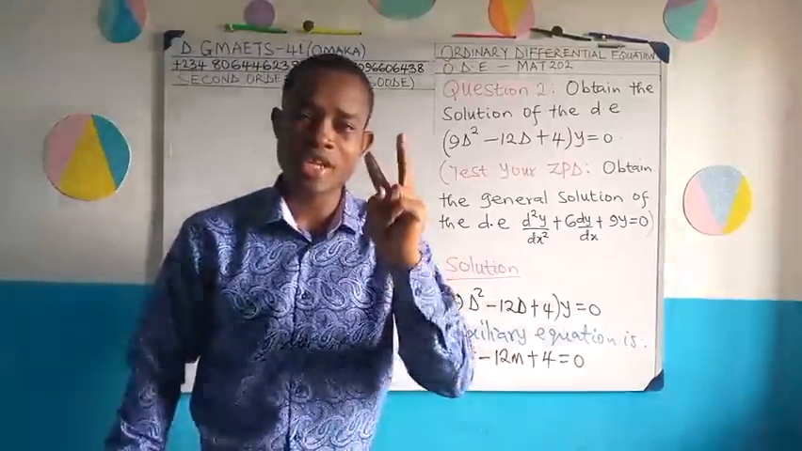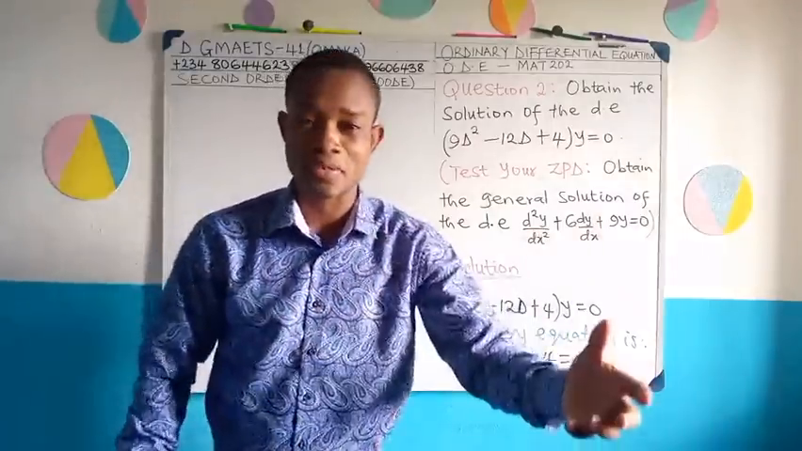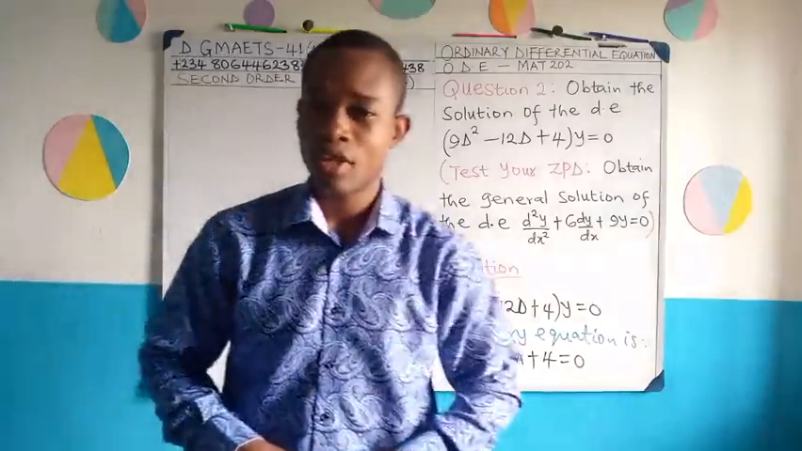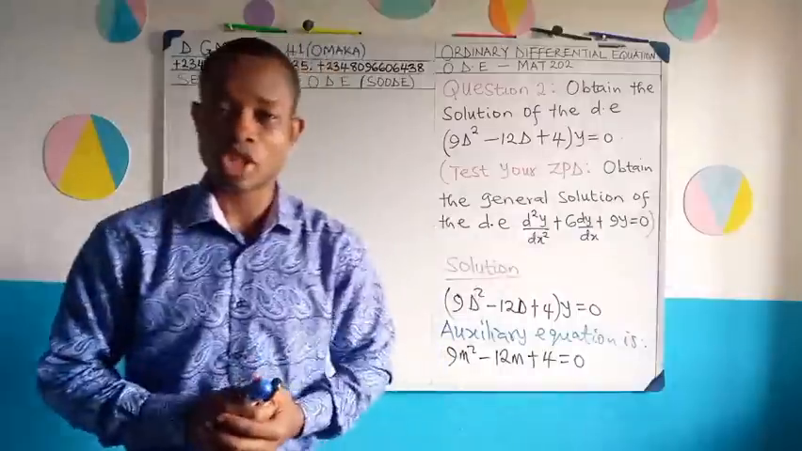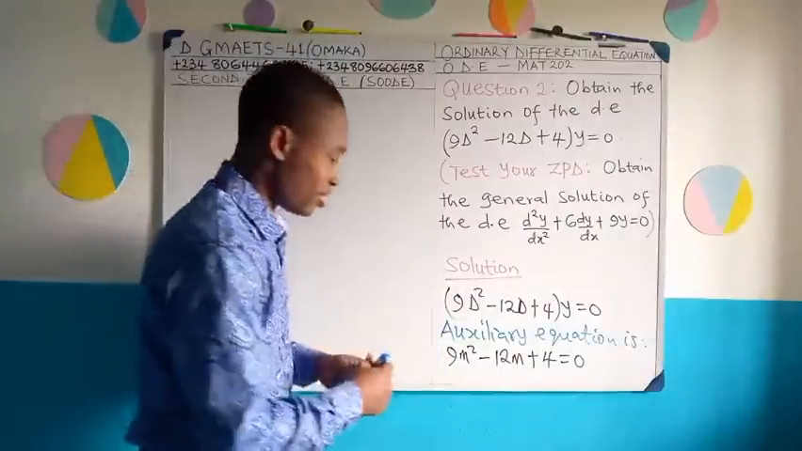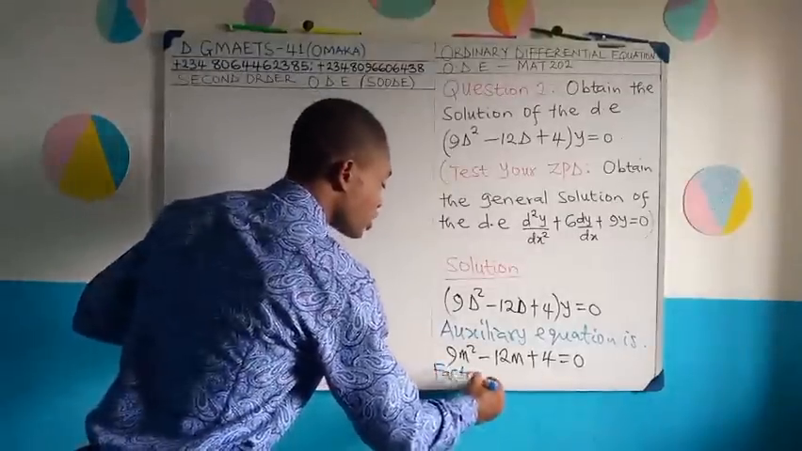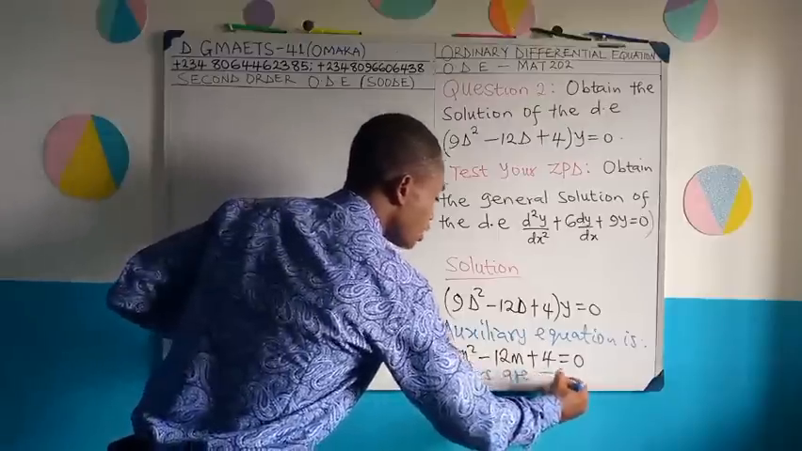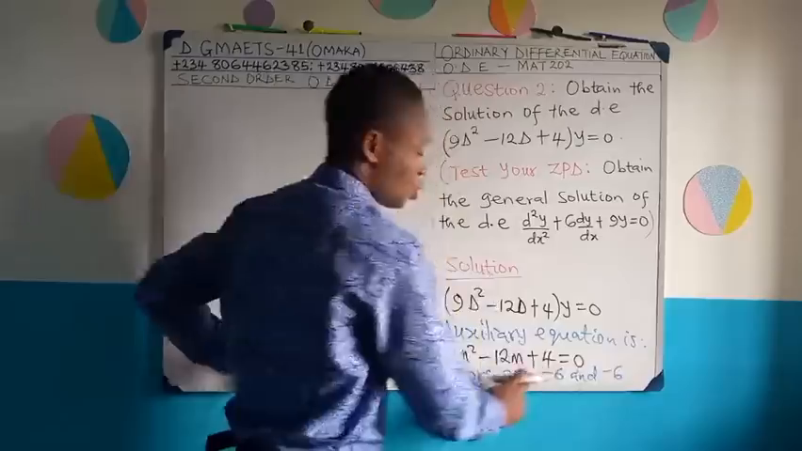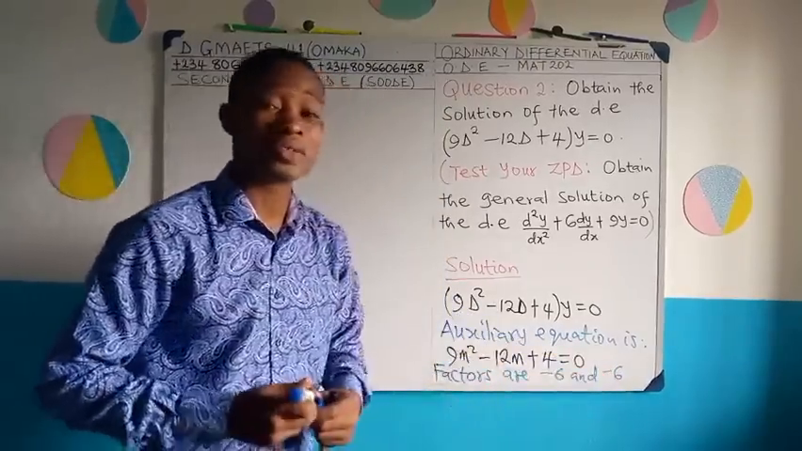So let's check. Are there any two numbers which are factors of 36? If you multiply these two numbers, you get 36, and if you add these two numbers, you would get minus 12 as the summation term. Of course, minus 6 will do that for us. So I'm going to write the factors. The factors of this auxiliary equation are minus 6 and minus 6. If you multiply minus 6 by minus 6, you will get plus 36. And if you add minus 6 to minus 6, it will give you minus 12.